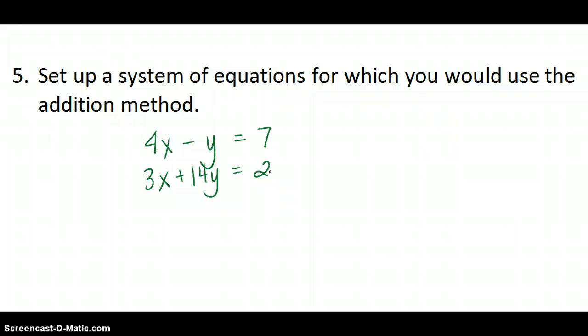So think about how you might set up a system of equations if you'd want to use the substitution method, or if you'd want to graph. If we're graphing, we know y equals is always good. So those might be the equations that you'd write, 2 equations that are in slope-intercept form to make it really easy to graph. So those are all the answers.